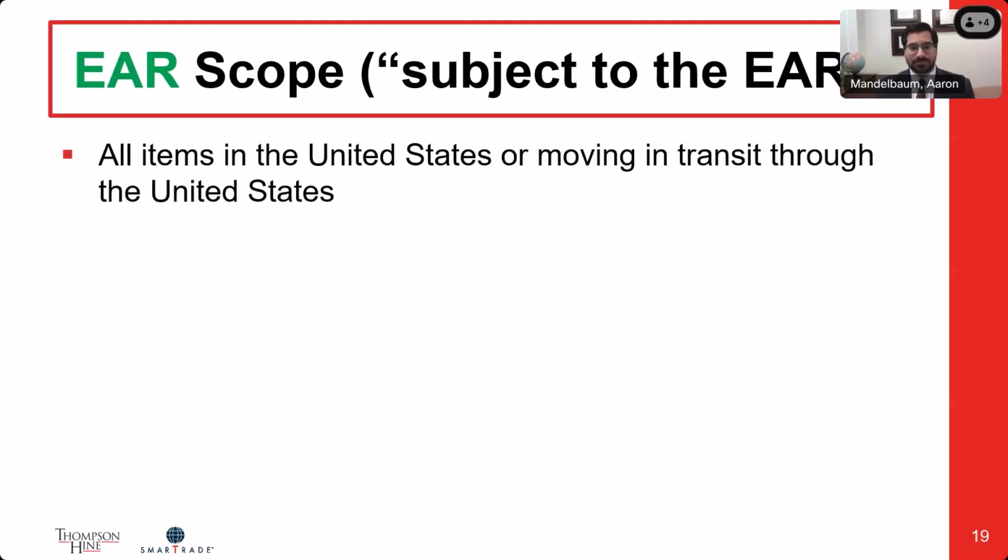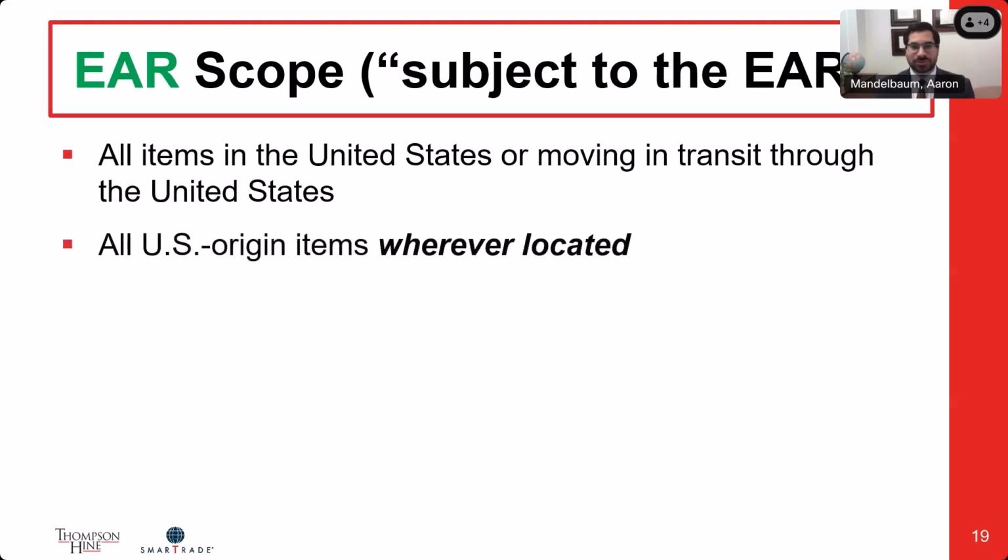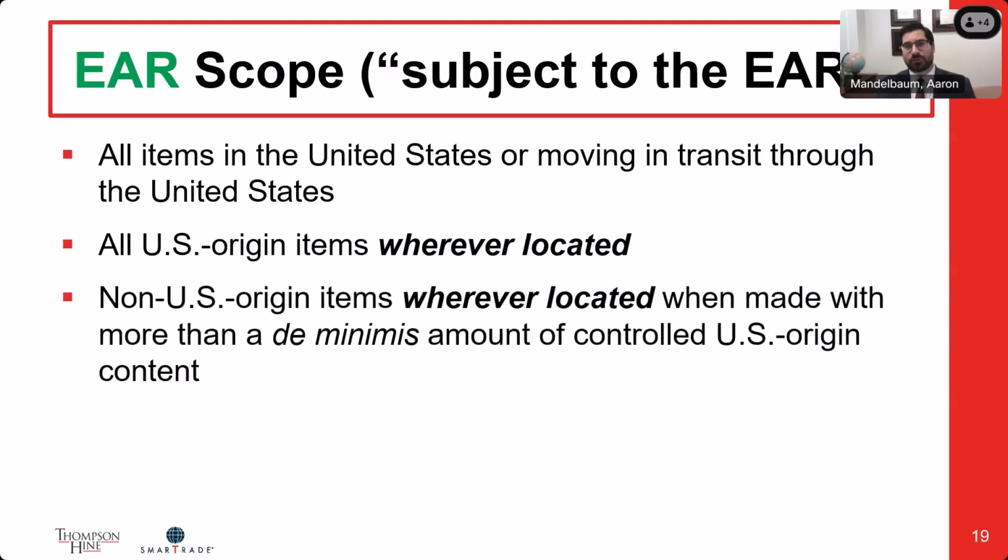The second big category of items, no surprise here, is all US origin items, no matter where in the world they're located. The third is what's called the de minimis rules. And effectively what this states is that all foreign origin items, no matter where in the world they are, when they're made with more than a de minimis amount, more than a minimal amount of controlled US origin content, then they too can be subject to the EAR. There are a few different thresholds.